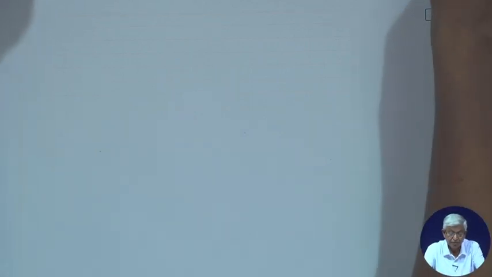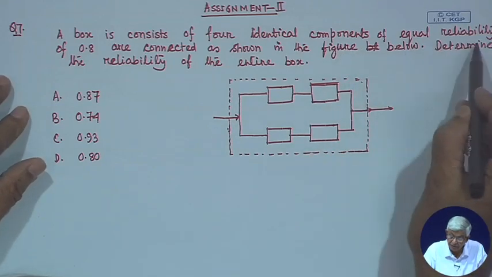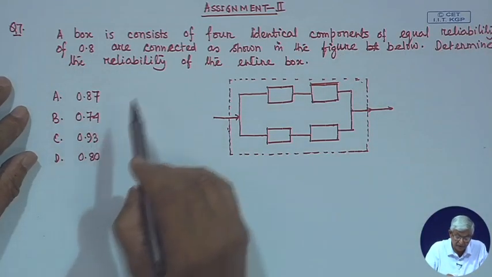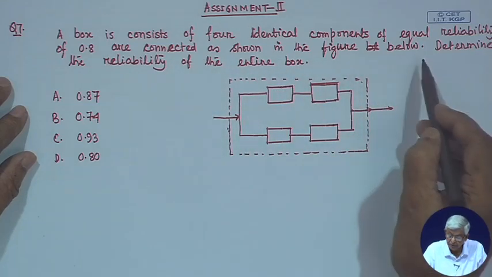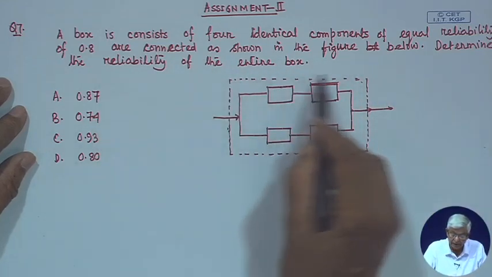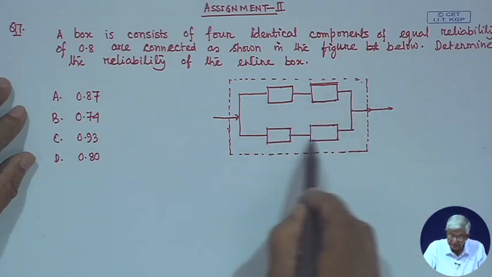So, your correct option is option D. Right. Then let us see one more which is also related to reliability. This is a series-parallel combination of reliability. Earlier we have seen only series reliability. A box consists of 4 identical components of equal reliability of 0.8 each, connected as shown in the figure below. Determine the reliability of the entire box.